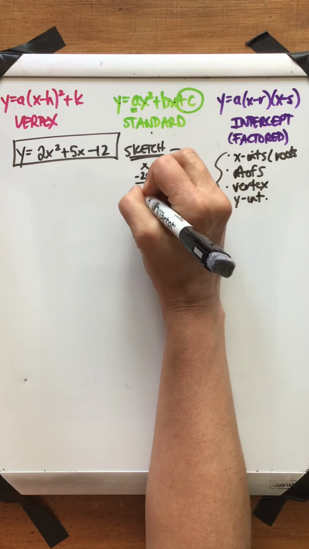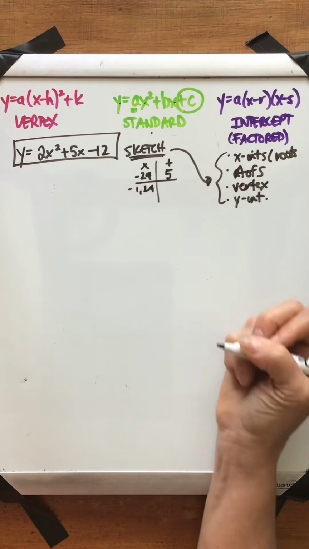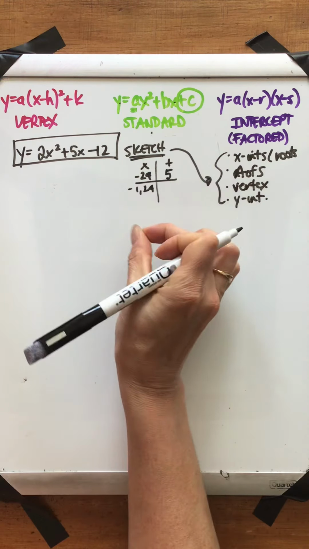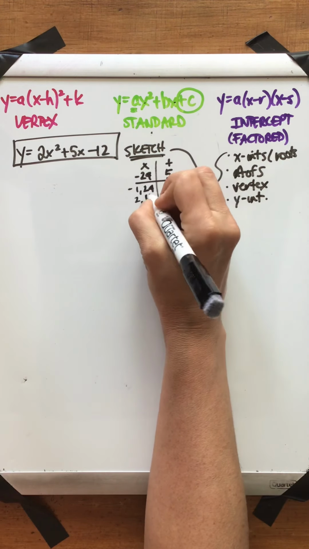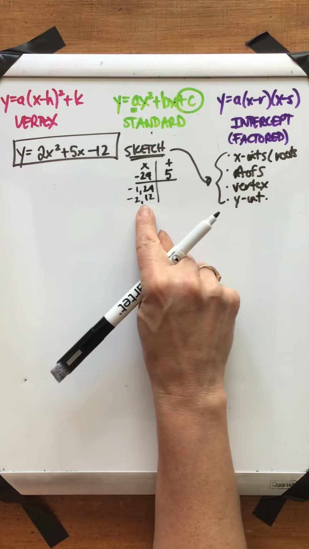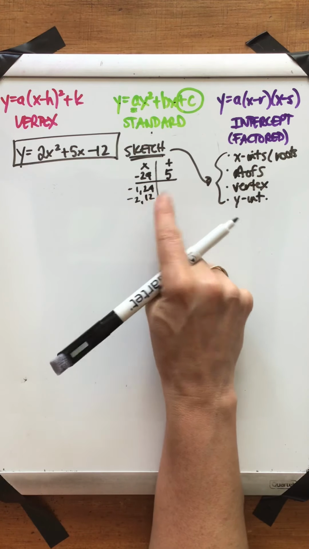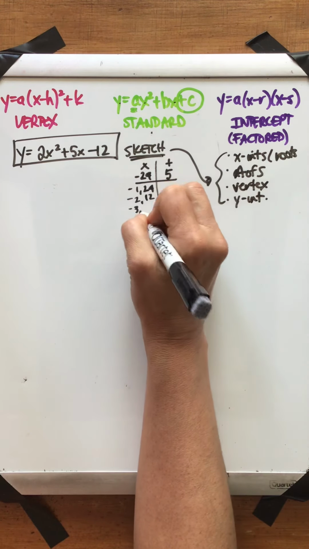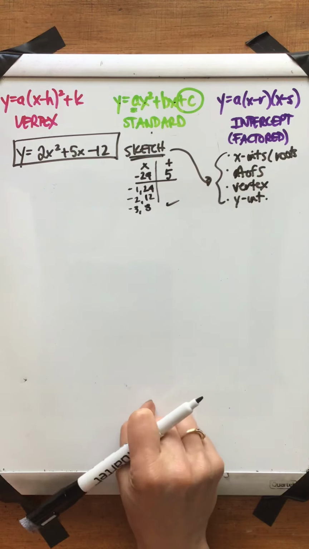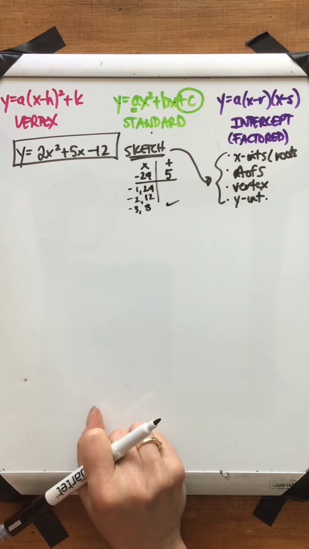So, 1 and 24, there's no way that adds to 5. Let's start getting these a little closer. What about 2 and 12? Closer, we're at positive 10 instead of positive 24. What about 3 and 8? Ah, there we go. So we can factor this.